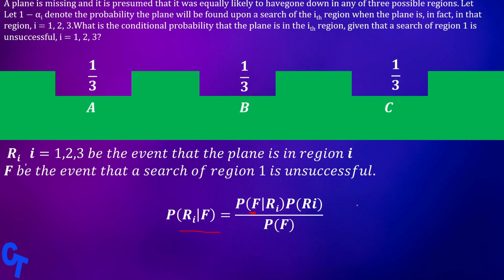Multiply by the probability of the plane being in that region, which is region 2 or region 3. And we're going to divide that by the probability of not finding the plane in region 1.